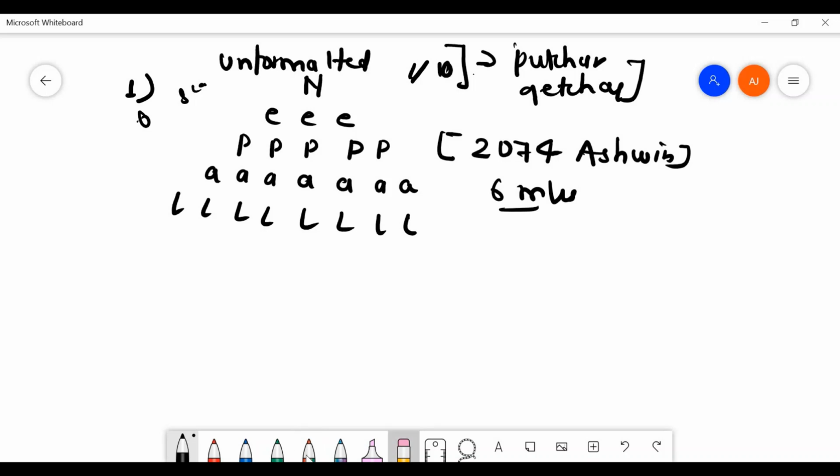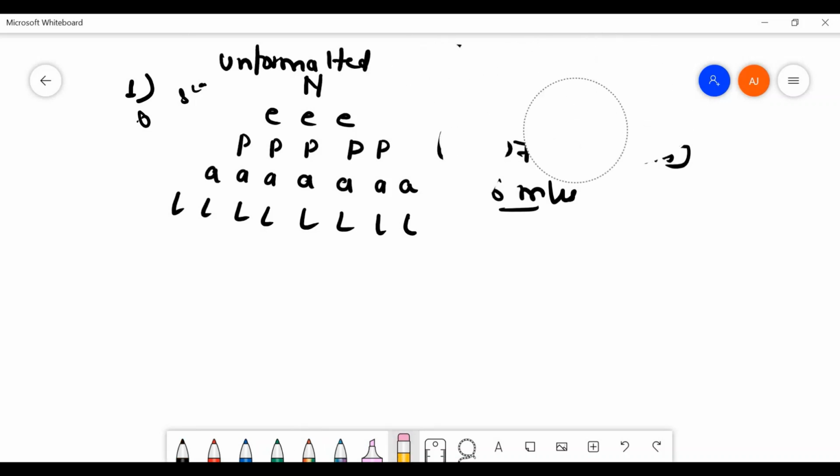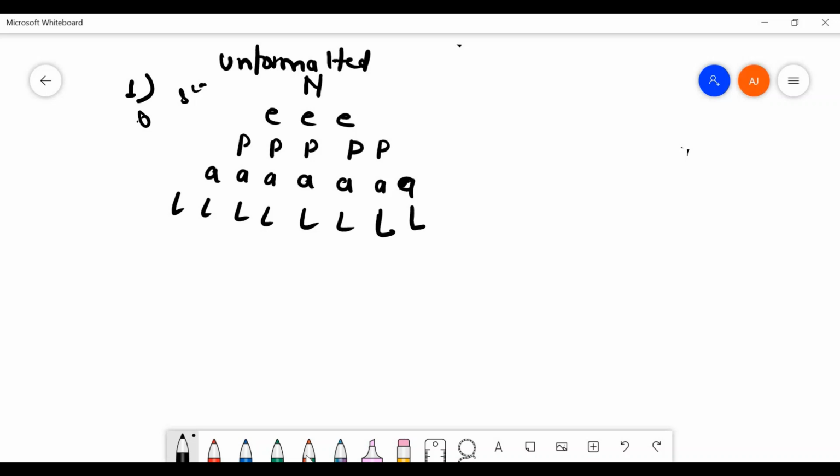So let me erase this portion because I'll be doing my coding here only. Oh, sorry, I erased it. Okay, so let me complete my pattern. A, L, and L. I think there is one more L. Okay. So you can see this. Okay, L is there.